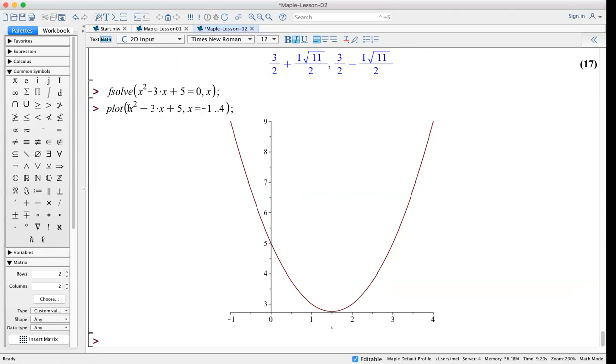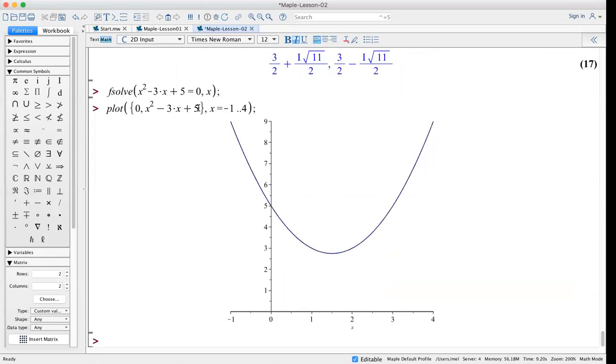Just to check, I graph the constant function 0 along with this. So now you can see this parabola doesn't come close to the x-axis. So when we fsolve, we got no solution, and we got no solution because there is no real solution.